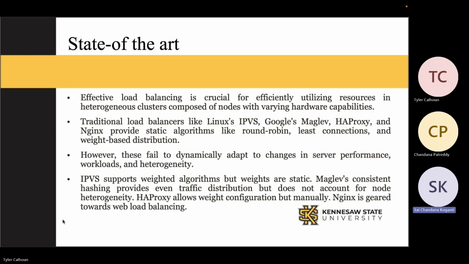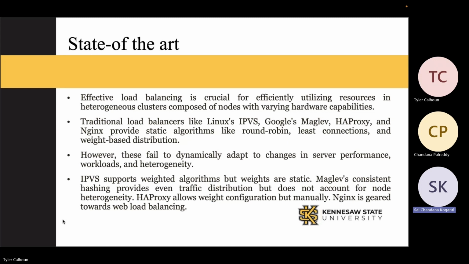IP Virtual Server is built into the Linux kernel. It supports algorithms like round robin and least connections. Maglev is a load balancing technique developed by Google, and it uses consistent hashing to spread traffic evenly across the servers. HAProxy works at the network and application layers. It allows setting weights for servers manually. Nginx is a web server that is primarily used for web applications.